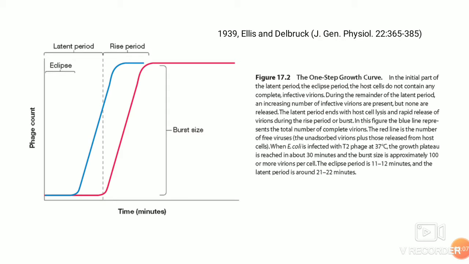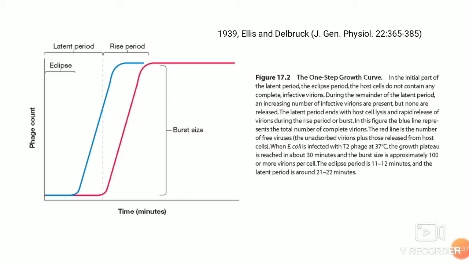The first distinction between the bacterial growth curve and the viral growth curve is that the viral growth curve is not sigmoidal. The viral growth curve is one step growth. Initially there is a latent phase, where no virus particles are seen. That is, you have the eclipse phase.